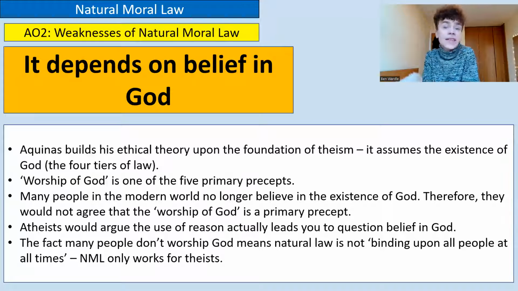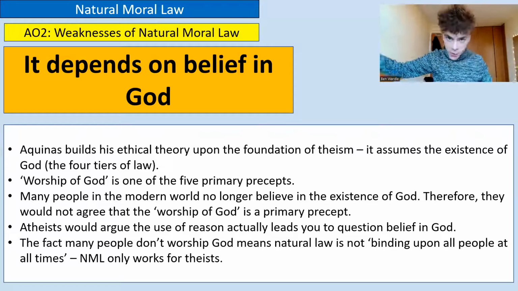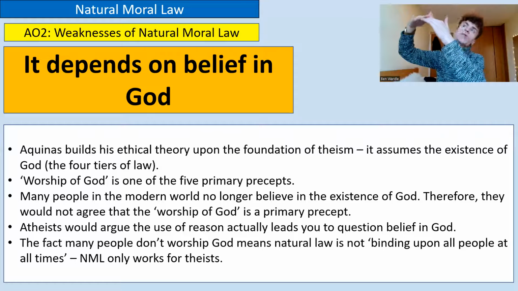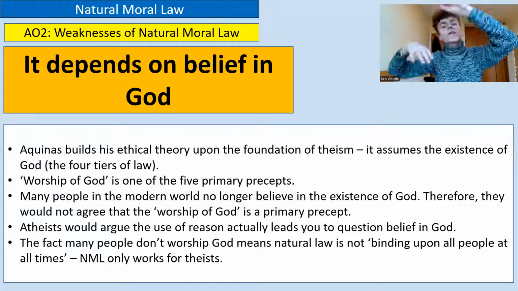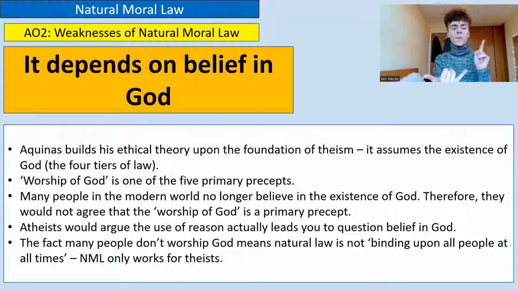Another one, really important one, is that it depends on belief in God. You know, Aquinas' theory is built upon the foundation of theism. It assumes the existence of God. The idea there is an eternal law that exists in the mind of God depends on the fact that there is a God in the first place. If there is no God in whose mind this law exists, then what are the implications for the other tiers? First of all, the divine law is out the window because you don't need scripture because you don't believe in God. But then you've also then got your natural law and your human laws. So if that eternal law is taken away, then all of those strengths we spoke about in terms of it being absolute, universal, and unchanging are undermined.